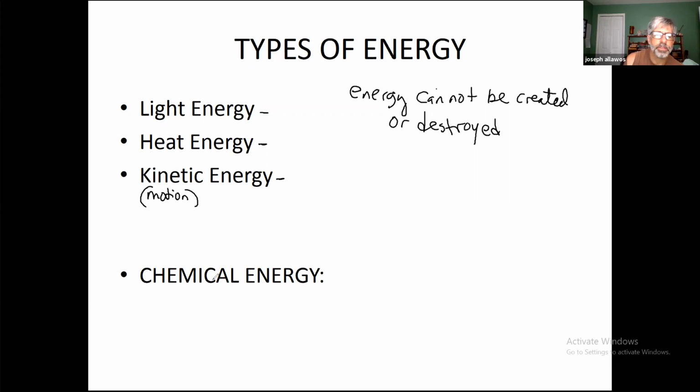Okay, and then there's a special kind of energy, and this is the energy of living things primarily, and this is what we call chemical energy. So, in the end, this is what we're going to be really interested in. We're also going to be interested in these others, particularly light energy, because we know in photosynthesis, organisms convert light energy into chemical energy, and that's a big deal, okay?